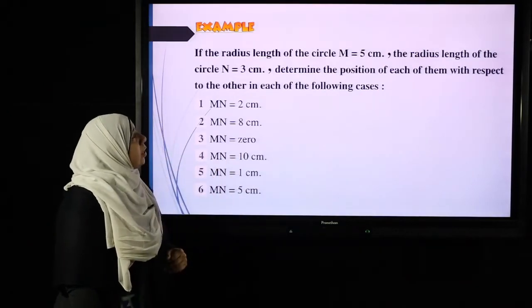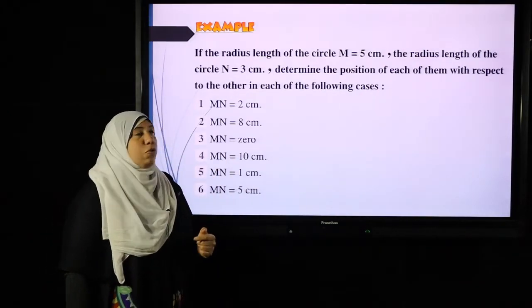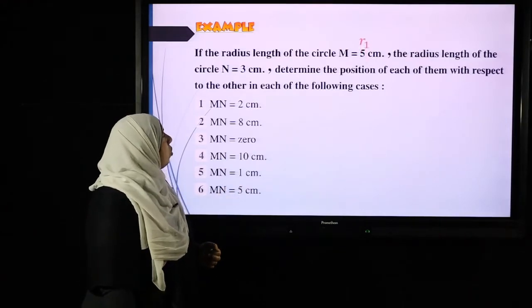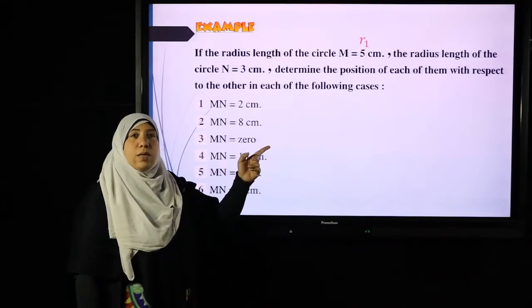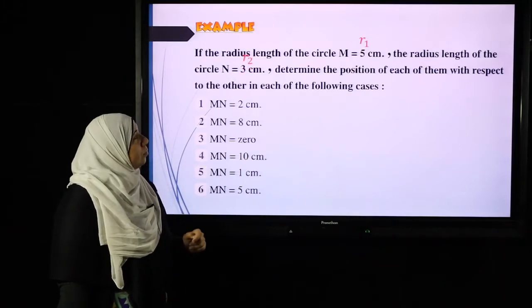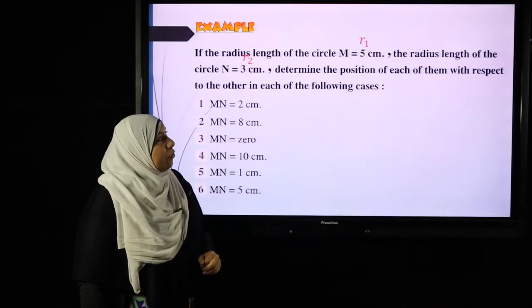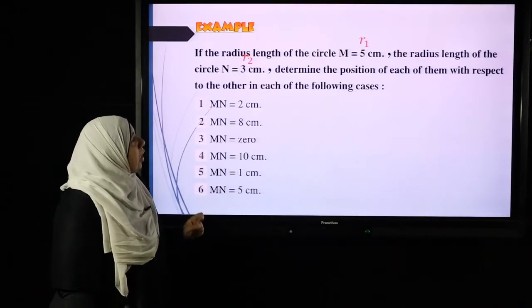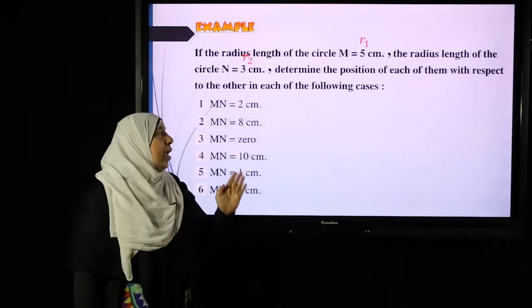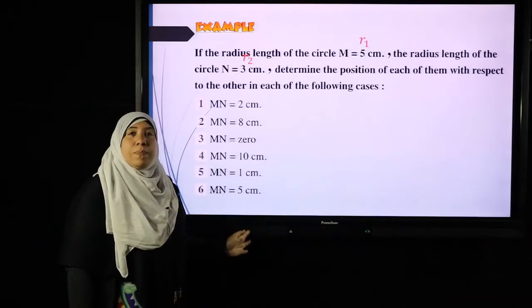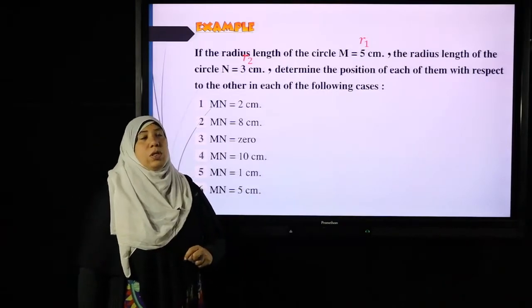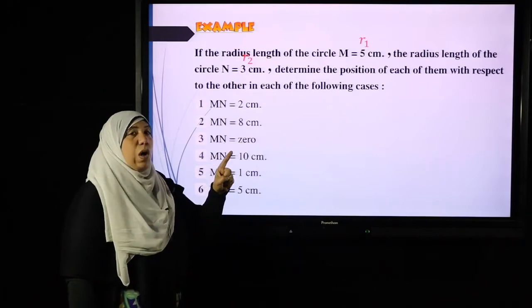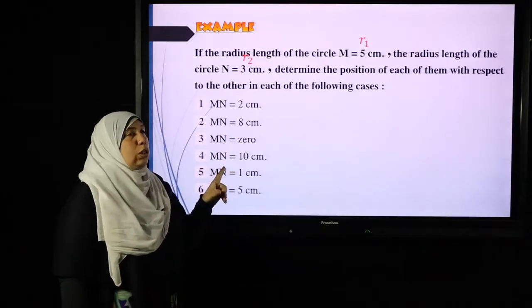Here, the radius length of circle M is 5, and the radius length of circle N is 3. So this is R1 and this is R2. Determine the position of each of them with respect to the other circle in each of the following cases. I have here 6 cases and I want to know the position. I have R1 is 5, R2 is 3.